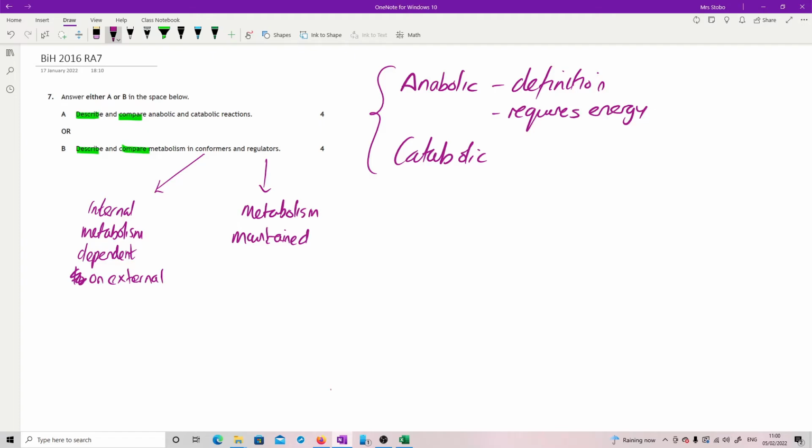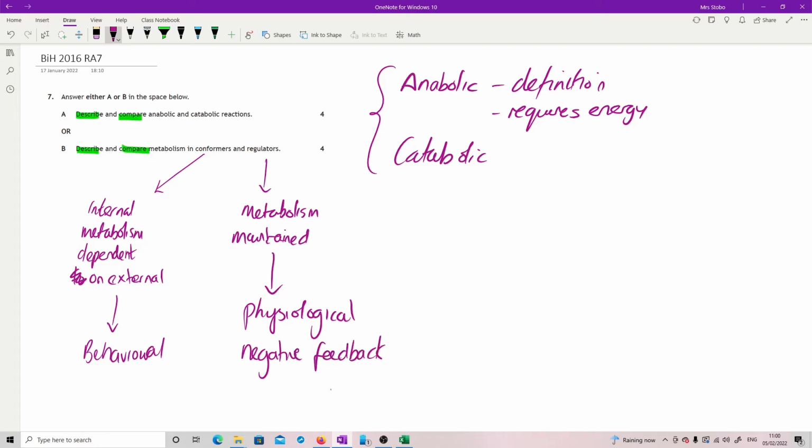And then you have to go with how they do it. So go behavioural for any kind of modification that the conformers can do, just to maintain their metabolic rate. And for the regulators we go with physiological. And that means that we're looking at negative feedback. Okay, if you have done this, you've got the 4 marks.